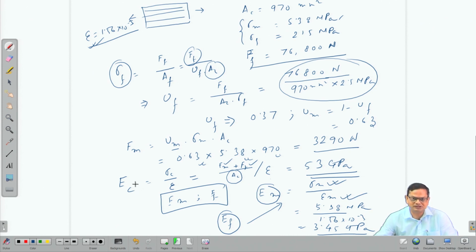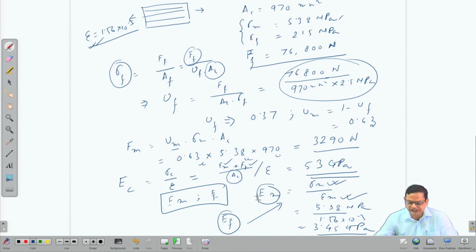And the last portion was to find the values of E c, E m and E f. Now, E c is nothing but sigma c over epsilon. Epsilon is the same for the composite, matrix and reinforcement because it is an isostrain condition. That epsilon is already given in the problem as 1.56 multiplied by 10 to the minus 3. So that you can use, and sigma c is basically F c over A c, and F c is basically F m plus F f. Now, F m you calculated, and F f is also given. So you get the value of F m plus F f over A c, and epsilon is also given. From there, ultimately you get the value of E c.